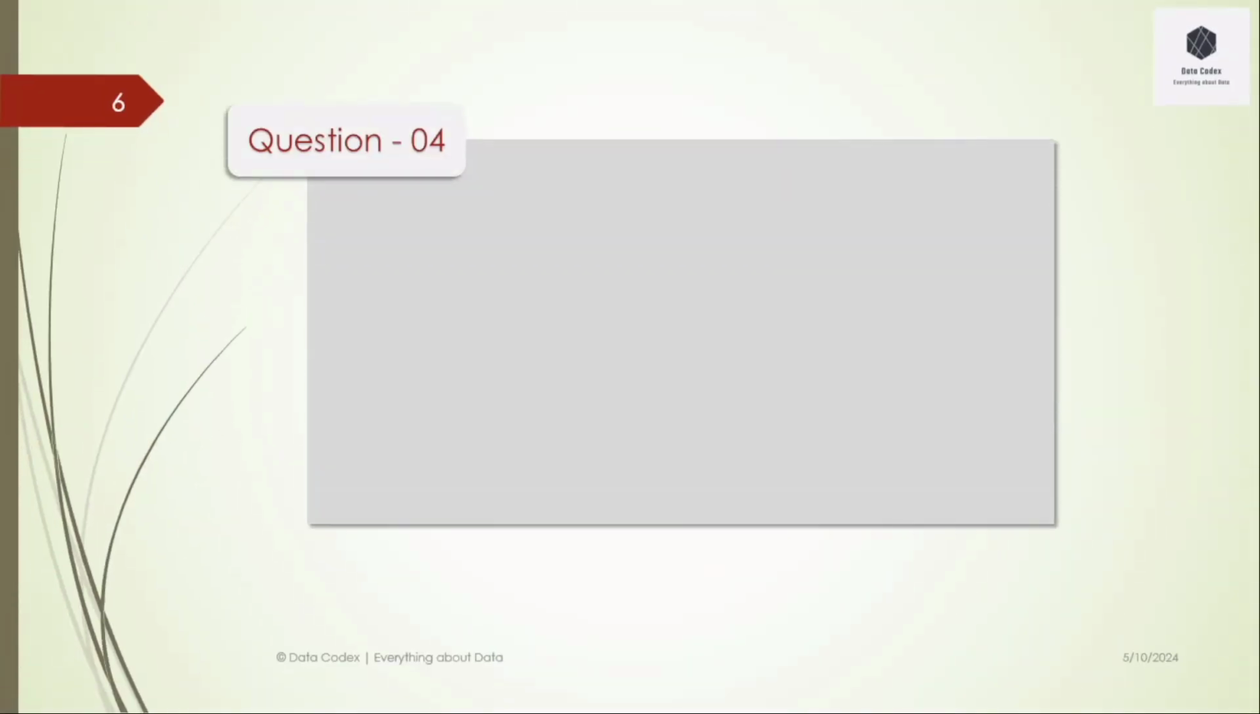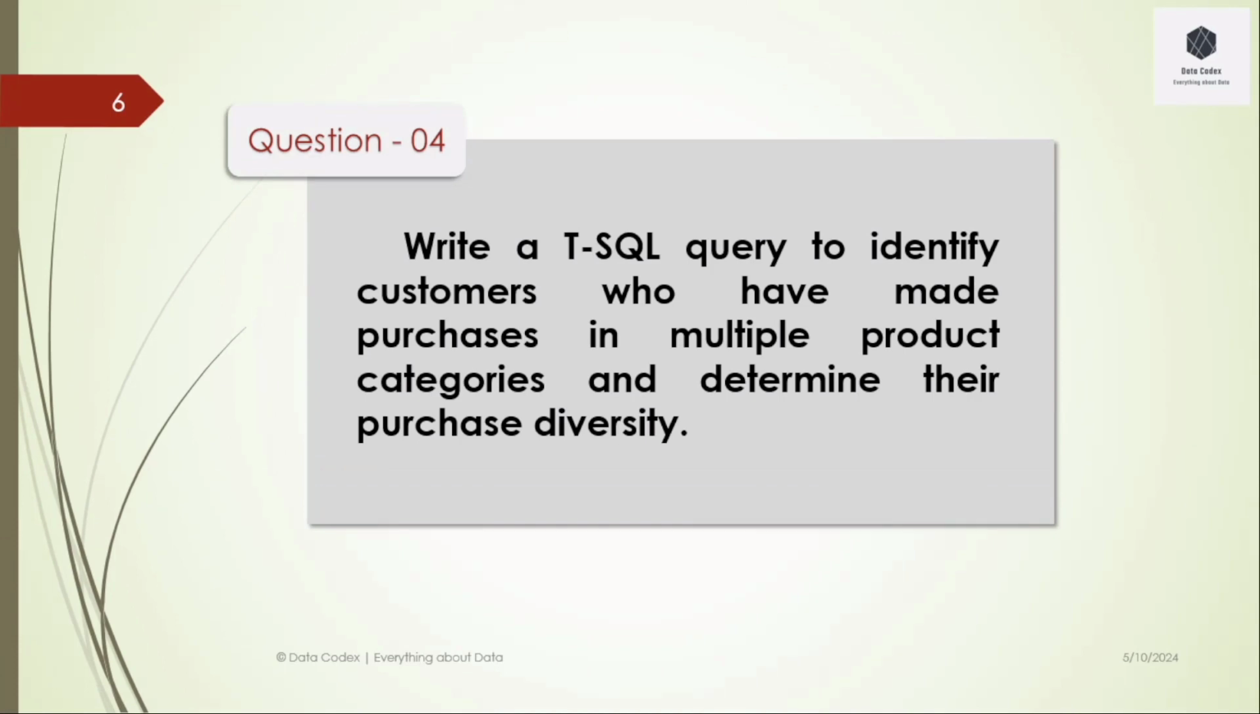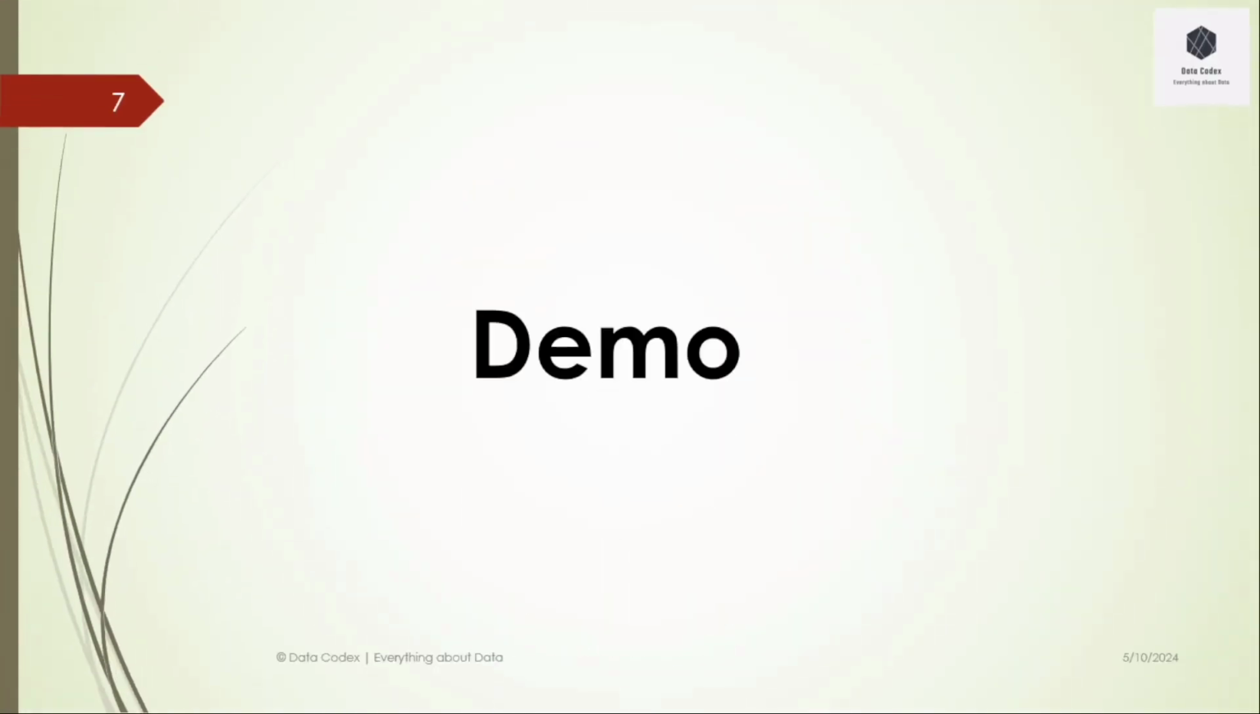Finally, for the fourth question we need to write a T-SQL query to identify customers who have made purchases in multiple product categories, and determine their purchase diversity. A customer does not buy only a single product, they may buy multiple products. So we are going to filter out those customers who have bought multiple products in the sales transaction, and find the highest amount of purchase category registered in the sales transaction table. Let us get into the demo where we can solve those queries in SSMS.